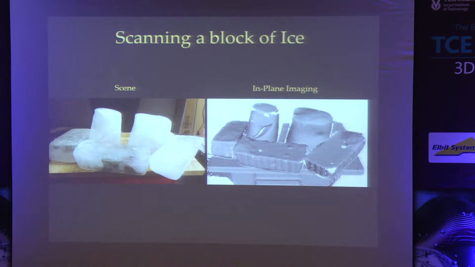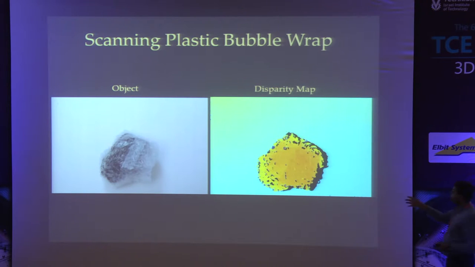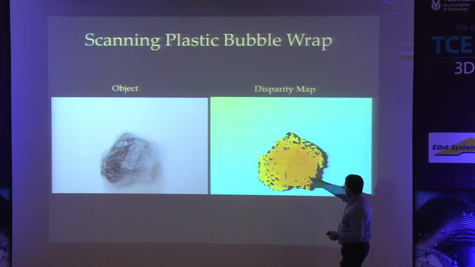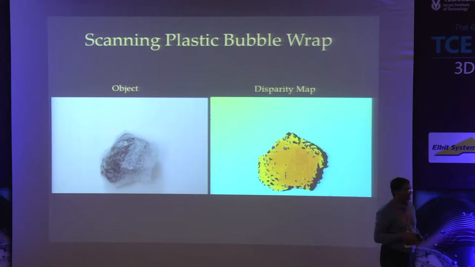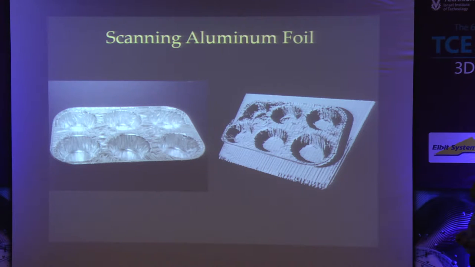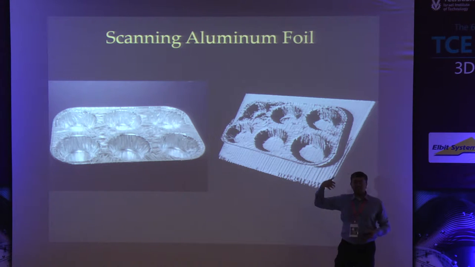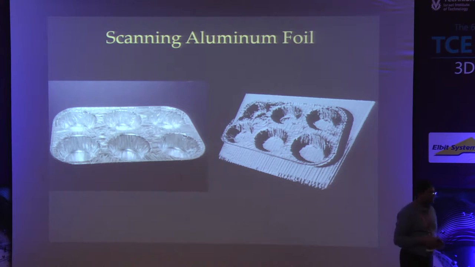And you can do this with bubble wrap. Here I'm showing just the disparity map because it's a little bit hard to show the actual 3D model. It works very well, okay? So here's another one. This is aluminum foil. There's a lot of specular interreflections here. And it does very well, except, you know, all of these black regions just means it's shadowed, so you're not getting any returns at that point. Here's another example.